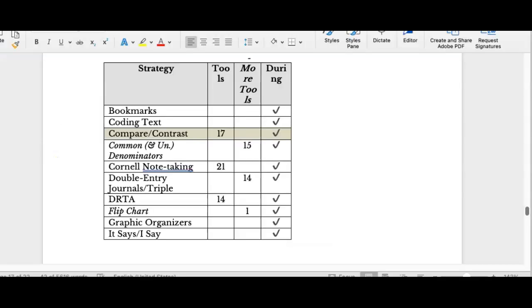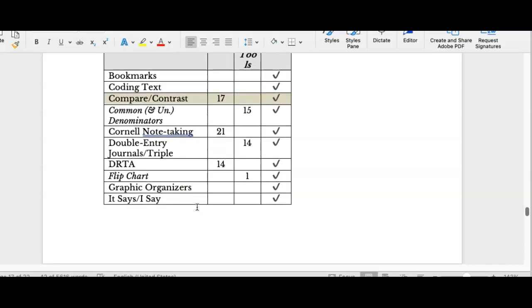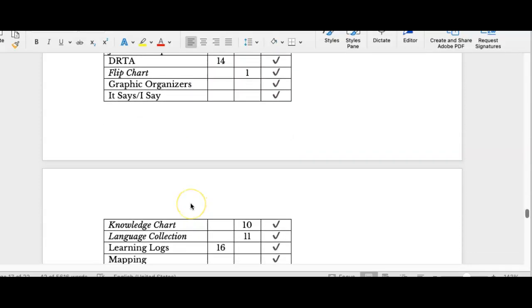Next, you are to read the during the reading strategies in Tools and More Tools. Compare and contrast, which is found in Tools. Common and undenominators in More Tools. Cornell note-taking. Double entry journals. DRTA. Flip chart. Those are all during the reading strategies.